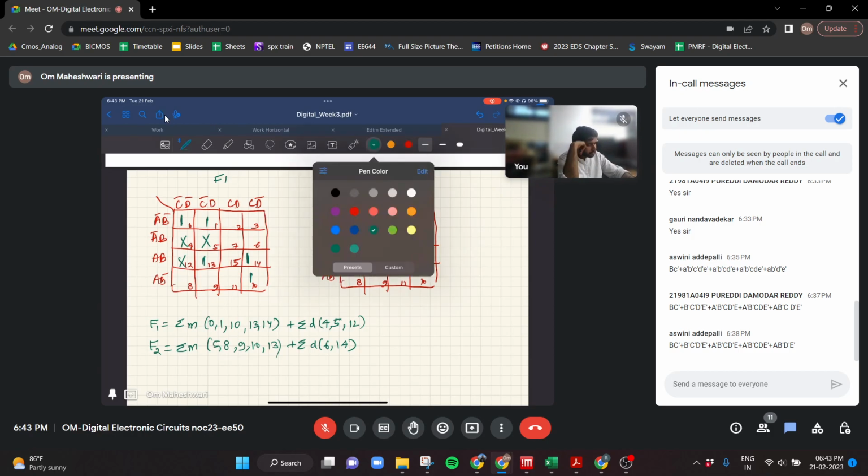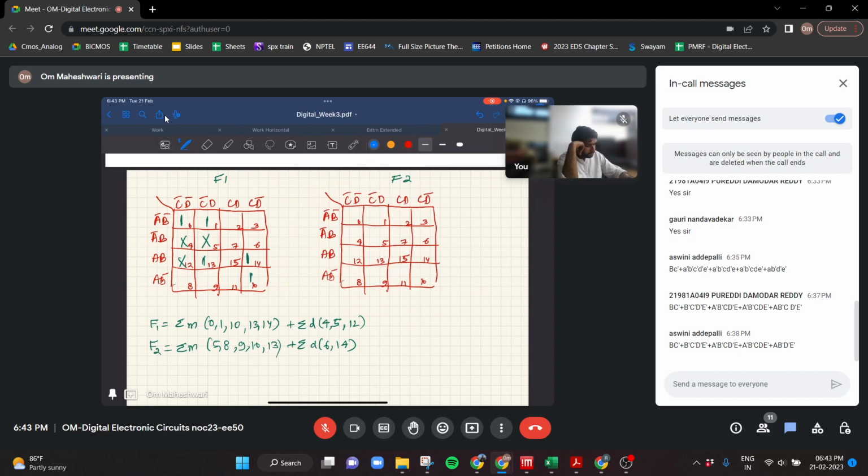Next, for this let us use some other color. So 5, 8, 9, 10, 13, and the don't cares 6 and 14.